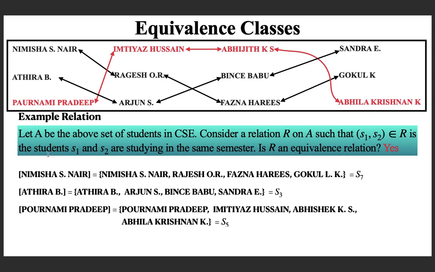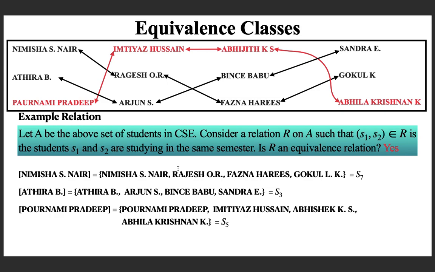Nimisha S. Nair is related to Nimisha S. Nair because it is reflexive, and Nimisha S. Nair is related to Rajesh O.R. Then Rajesh O.R. must be related to Nimisha S. Nair because it is symmetric. And see that Nimisha S. Nair is related to Rajesh O.R. and Rajesh O.R. is related to Fesna Harris. And then from transitivity, Nimisha S. Nair is related to Fesna Harris. And if you apply that transitivity, reflexivity and symmetric properties, you can see that they all are pairwise related within a set, within a class.